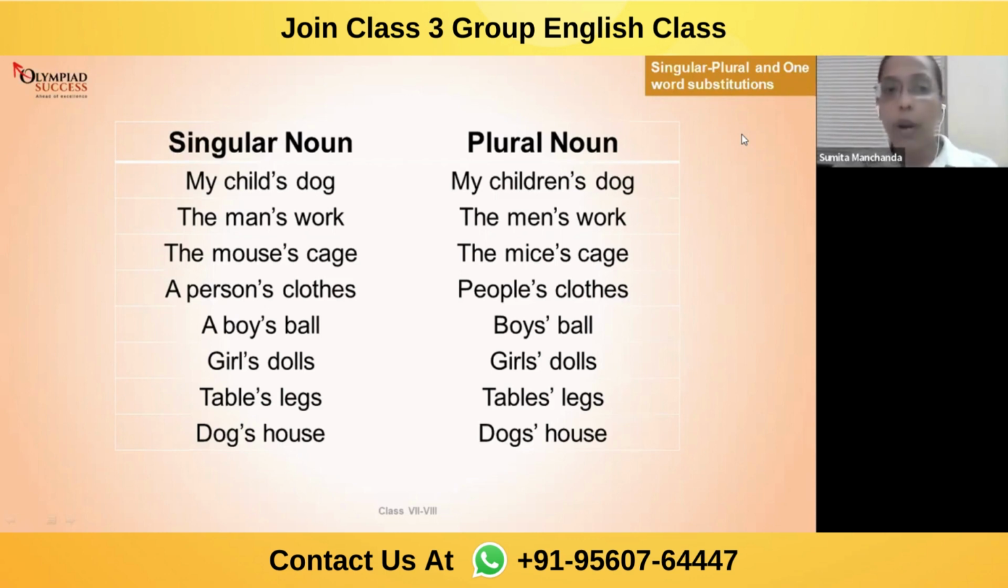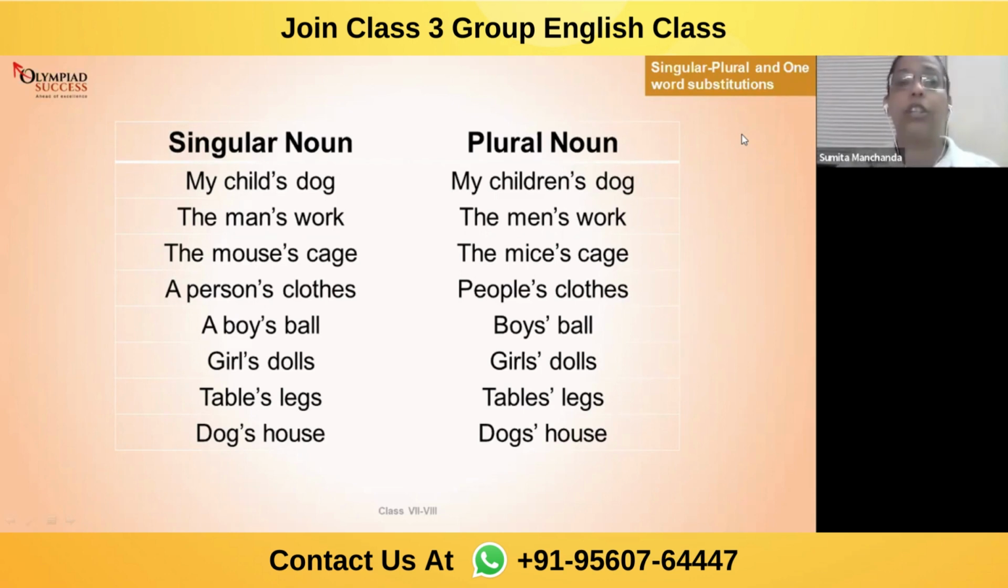Mouse, mice. Again, when I talk about the singular, it is mouse, and when I talk about the plural, it changes to mice. But again, you are going to use apostrophe S and not apostrophe after the S. A person's clothes, people's clothes. A boy's ball.